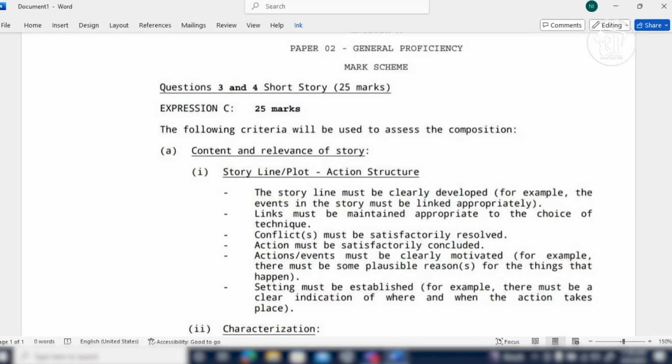So we are not going to write a story where somebody's head gets bitten off and the people stand and laugh. That's not plausible. We want something plausible, credible. And then the examiners will be looking for setting. The setting must be established.